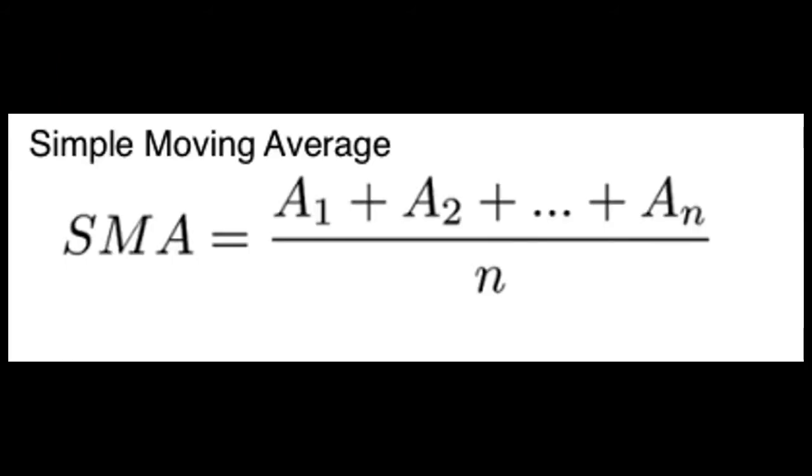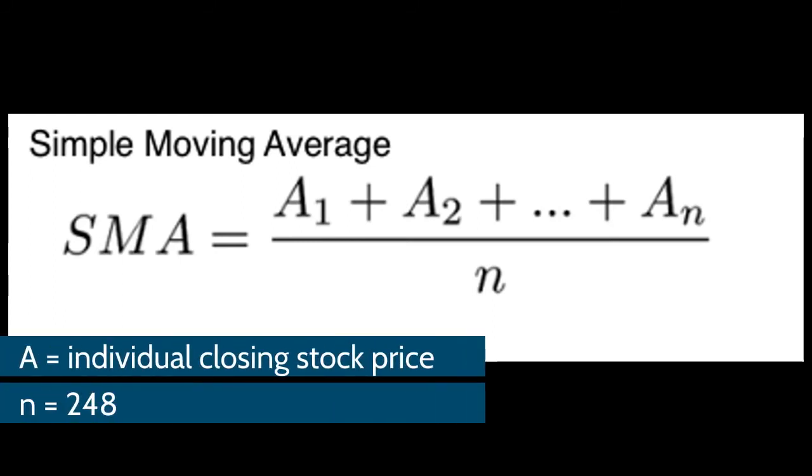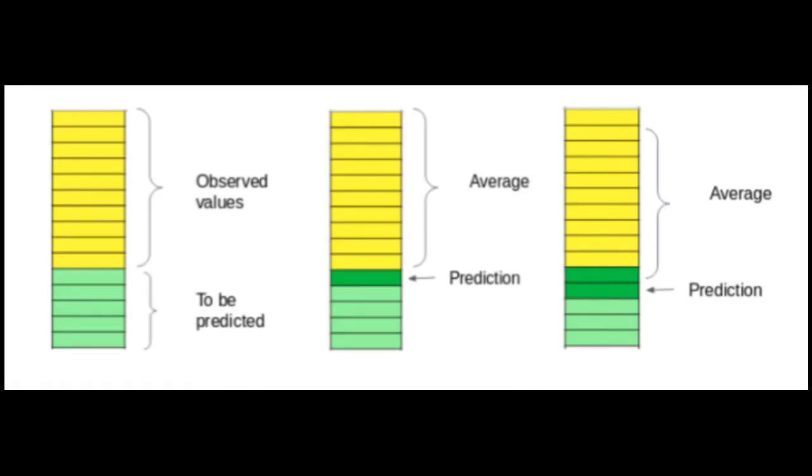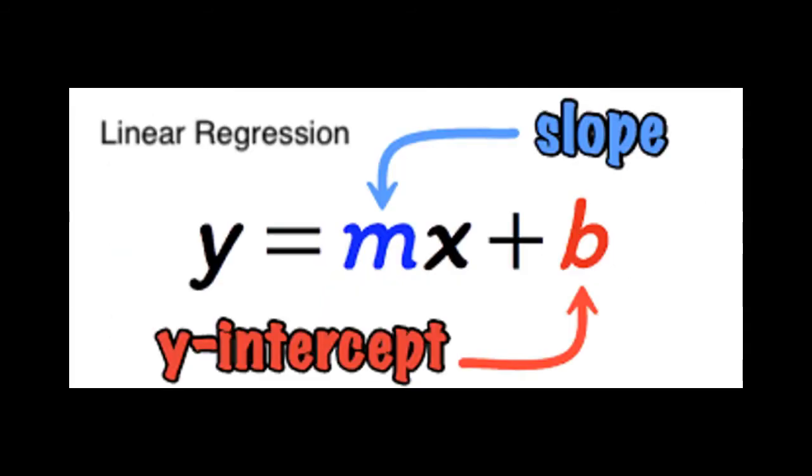This is the formula used for simple moving average. The A represents each individual closing stock price. The N represents 248, which is a number generally used when dividing for simple moving average. This image shows the general idea of simple moving average. The predicted closing price for each day will be the average of a set of previously observed values. Instead of using the simple average, we will be using the moving average technique, which uses the latest set of values for each prediction.